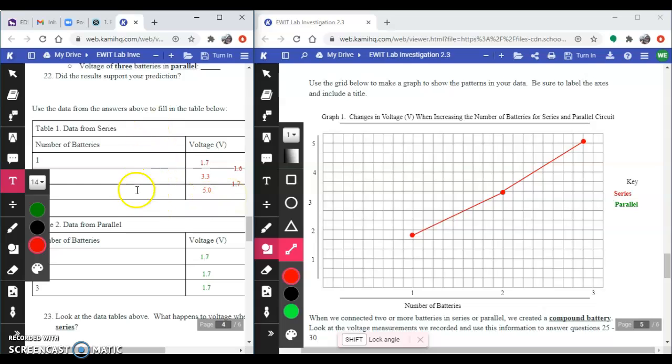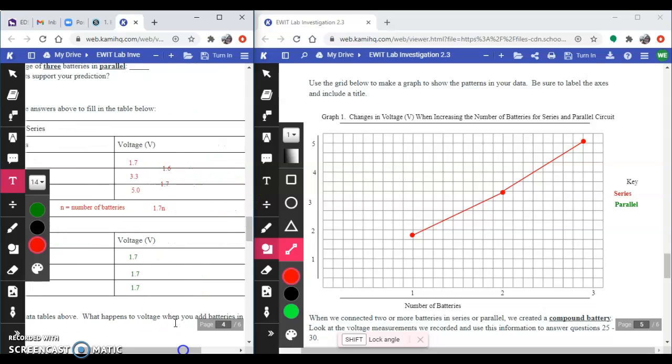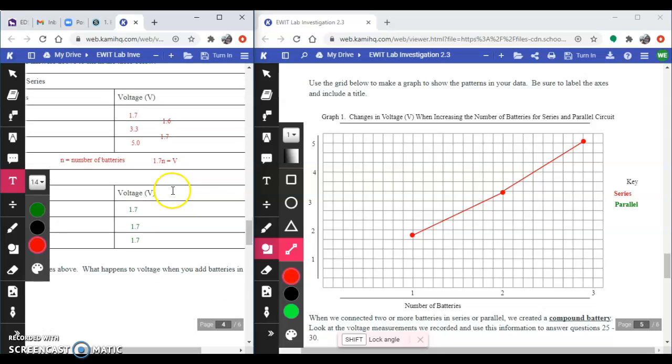And here I'll write that out. So we'll say that N equals the number of batteries. So for N, the number of batteries times 1.7, we can do it like this. 1.7 times N equals our voltage. So that would be a formula we could create that way.